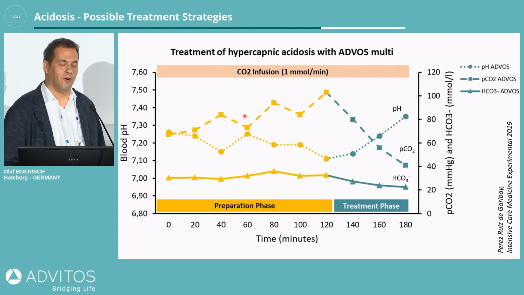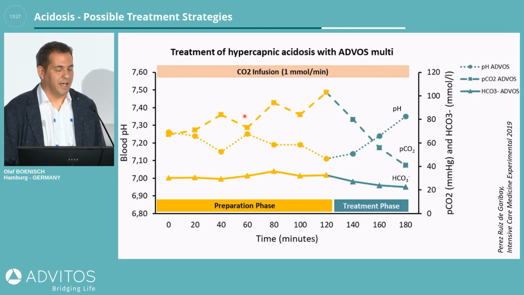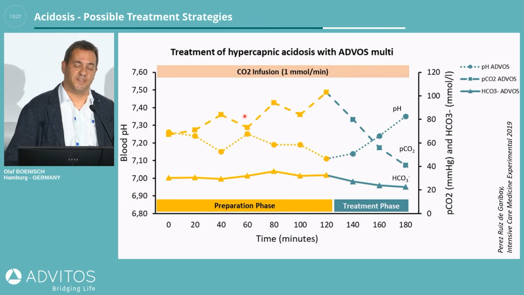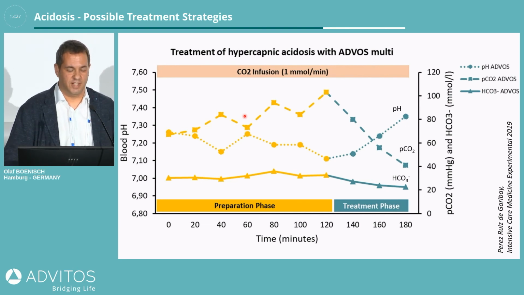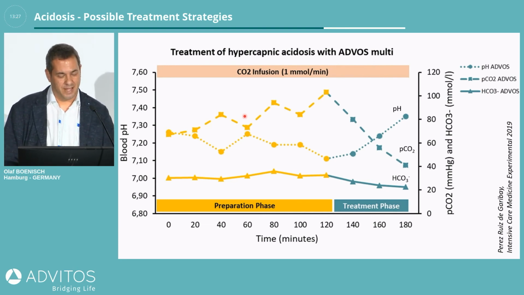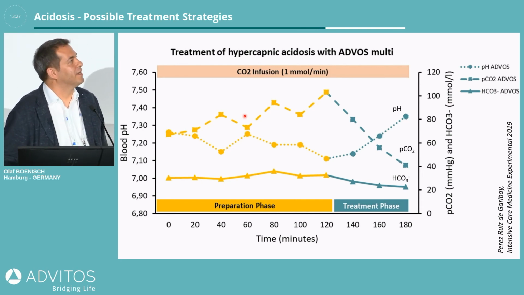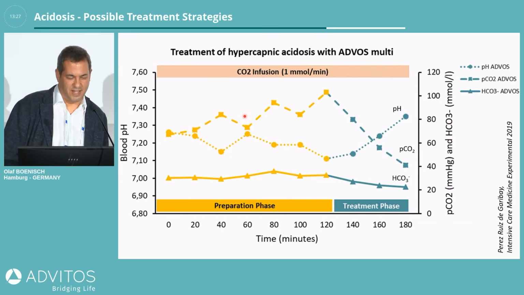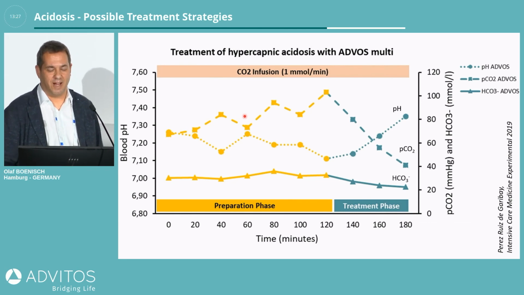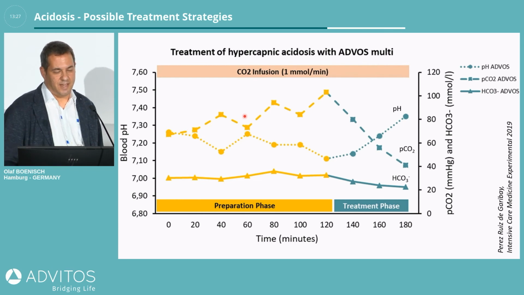And when you performed an experiment with hypercapnic acidosis, the hypercapnic acidosis was induced by CO2 infusion, and you see in the preparation time how the pH decreases and the PCO2 increases. Then in the treatment phase, the pH was quickly corrected within 1 hour, more or less, from 7.1 to 7.35. And the PCO2, you see that it strongly decreased from over 100 to normal values.